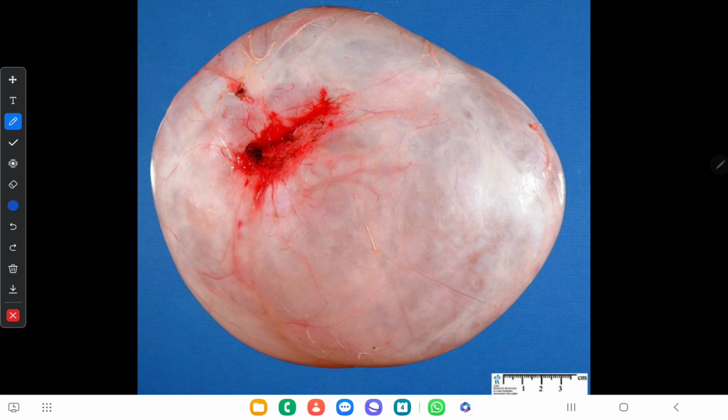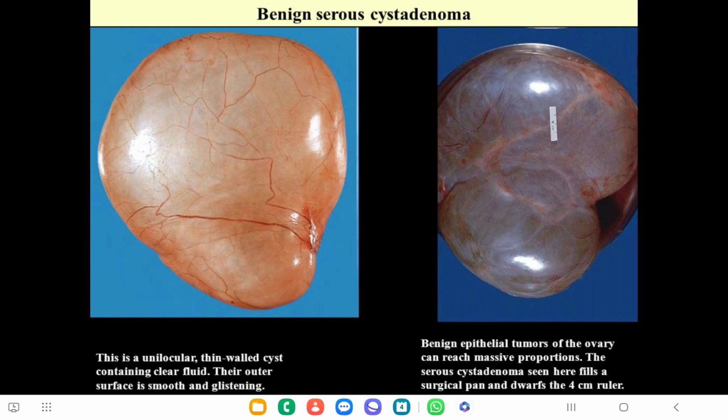Here is an ovarian serous cystadenoma. Previously I discussed mucinous cystadenoma, which, as I told you, is a multilocular structure, but serous cystadenoma is a unilocular structure. There is a clear fluid contained in it. In serous cystadenoma there is a clear fluid, whereas in mucinous cystadenoma there is gelatinous material inside.